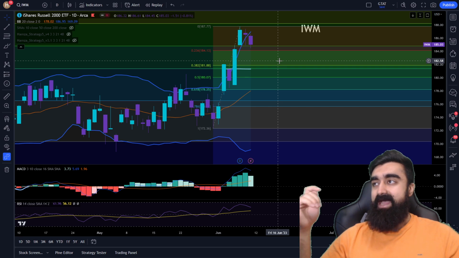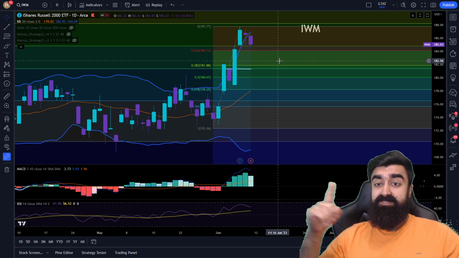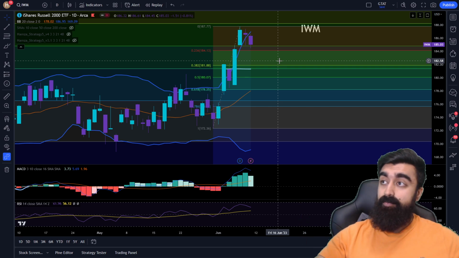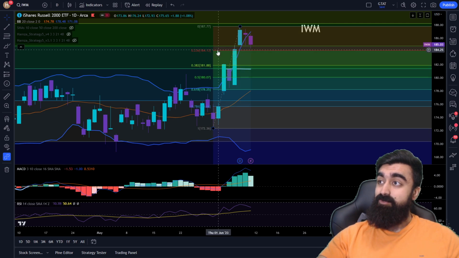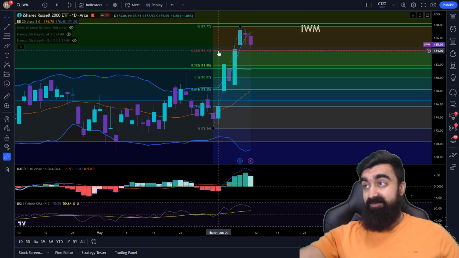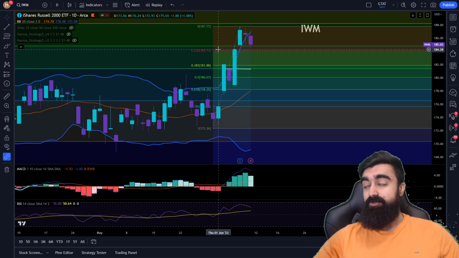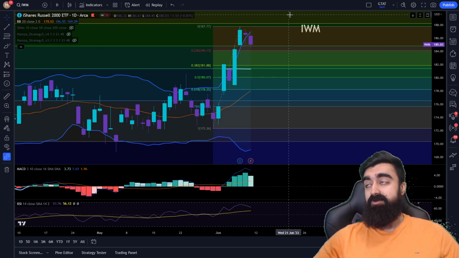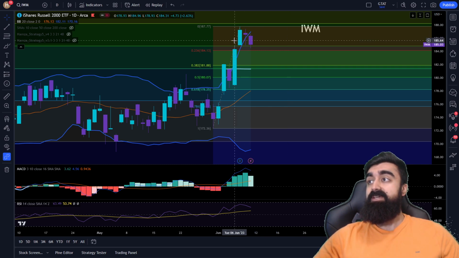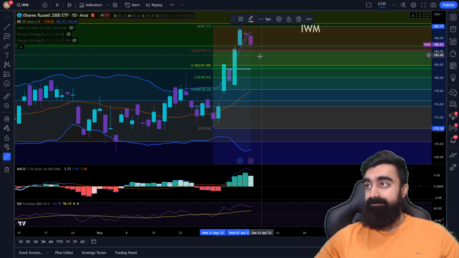So now the question is, how long is it going to take to get a pullback? Are we going to maintain above this 184.13 level? If we hold above the 23.6% fib at 184.13 and just skyrocket off of this, that's going to be very, very bullish. But generally, we should get at least a touch to this level.